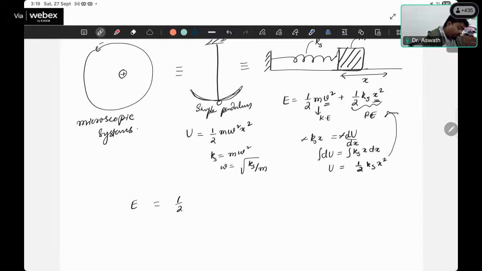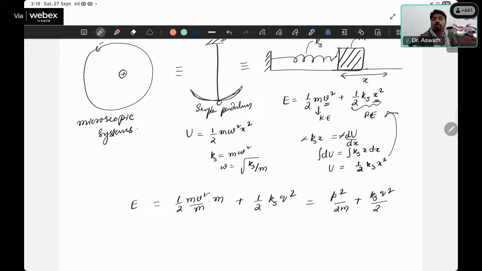In terms of a quantum mechanical system, I will take the energy, multiply and divide by m, and replace x with q, the position operator or position. So m into v is the momentum. What I'll have is p square by 2m plus k_s q square by 2. This is the energy contributed by any given quantum microscopic system.